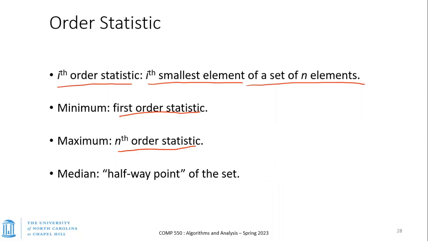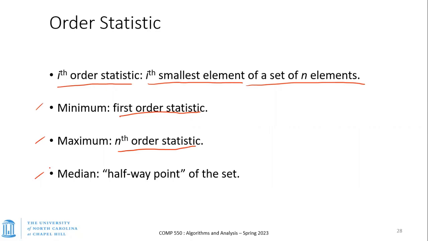So the question is, how could we do that? Can you think of an algorithm among all the algorithms that we've already studied? Can we use any of those existing algorithms? And if we did, what kind of complexity would we have? We could start off by talking about the minimum and the maximum, and then talk about the median. So any thoughts? What would be the complexity of getting the minimum of n numbers?